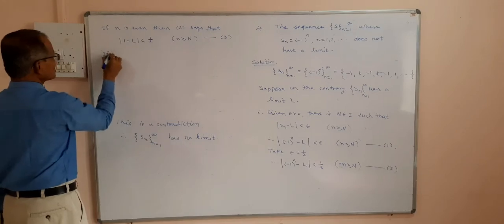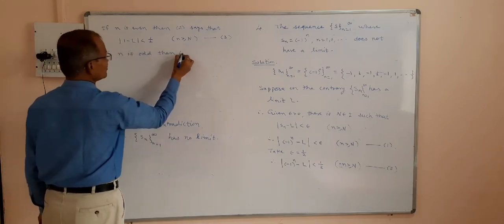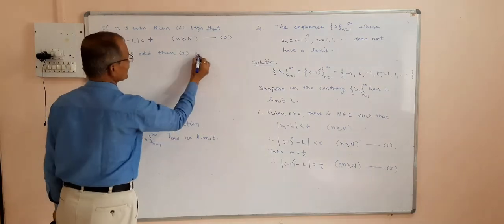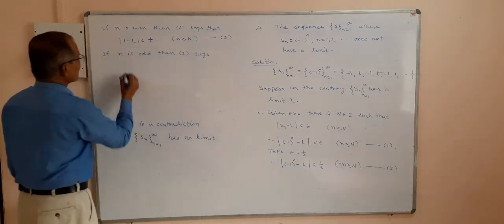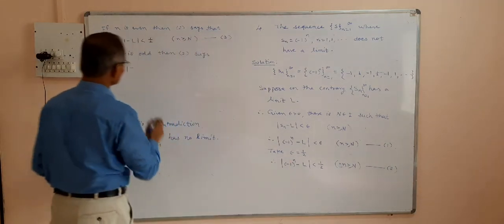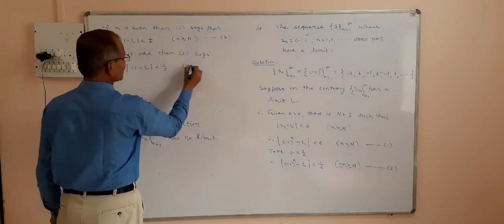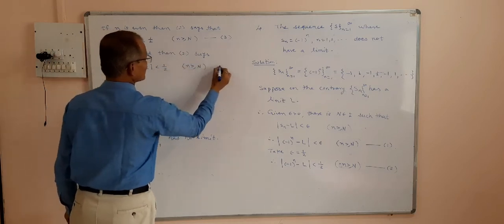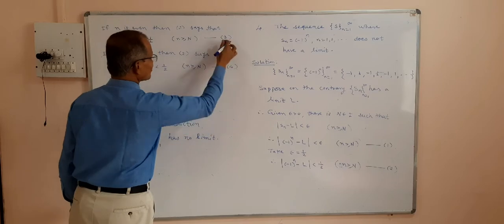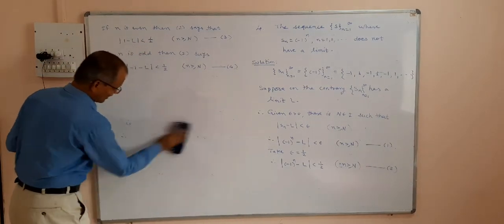And if n is odd, then statement 2 says, since (-1) raised to an odd number is -1, |-1 - L| < half for n greater than or equal to N. Say this is statement 4. Now we have to observe 3 and 4. What is the meaning of statements 3 and 4?